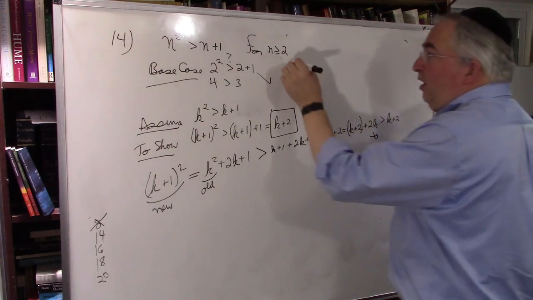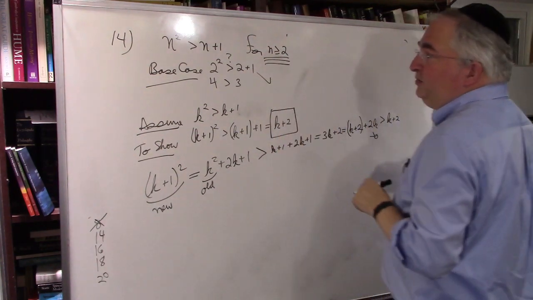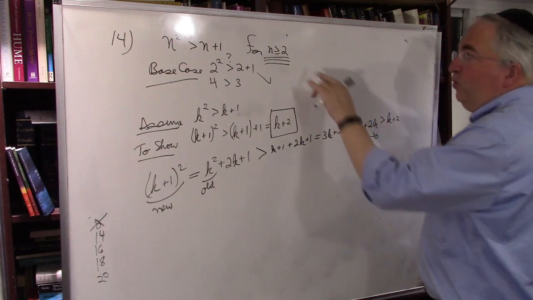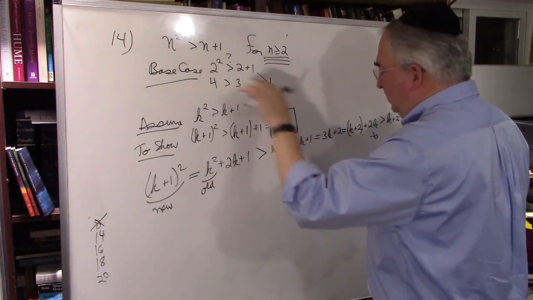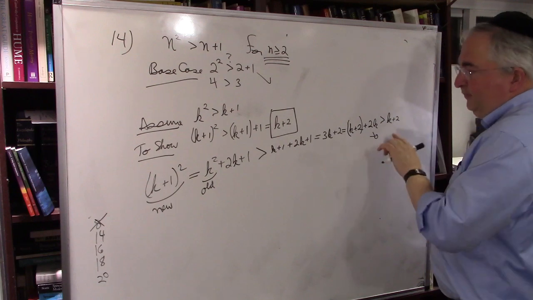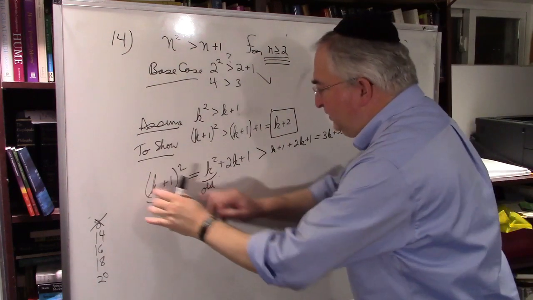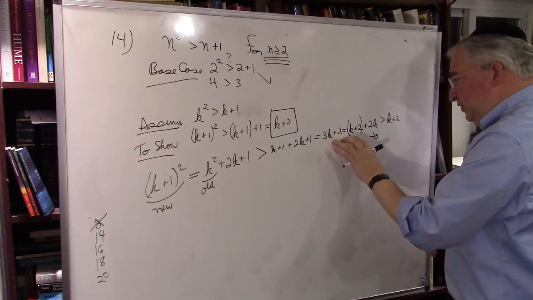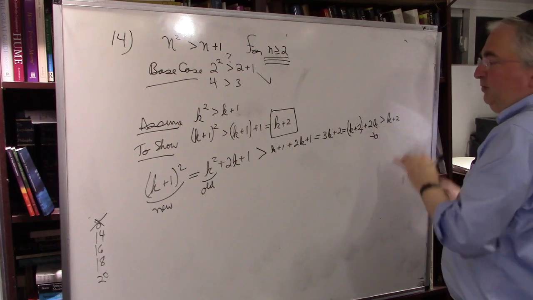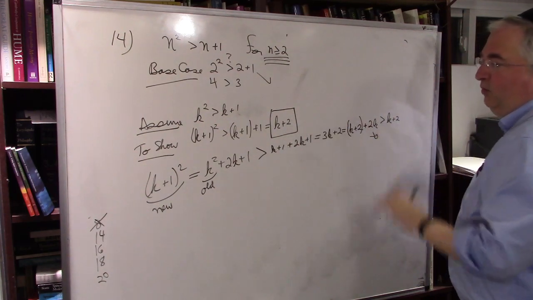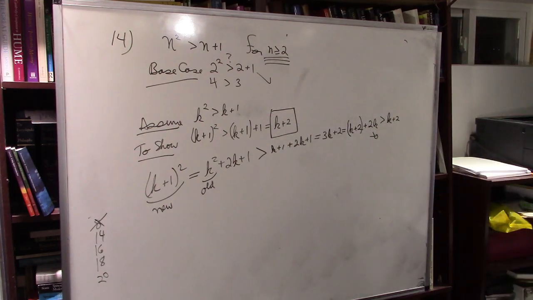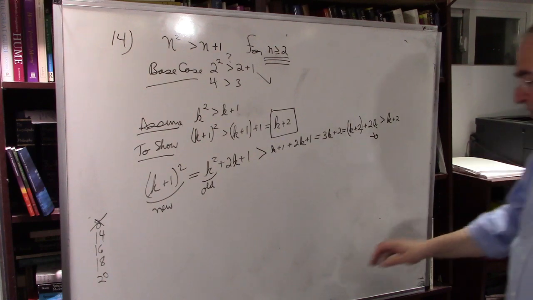Now you might say, we had k is more than 2. That's fine. We needed that for the base case. We don't need it for here. Main point. This we showed is equal to this, which is equal to this, which is more than k plus 2. This is what we wanted to show, and we showed it. Okay, good.